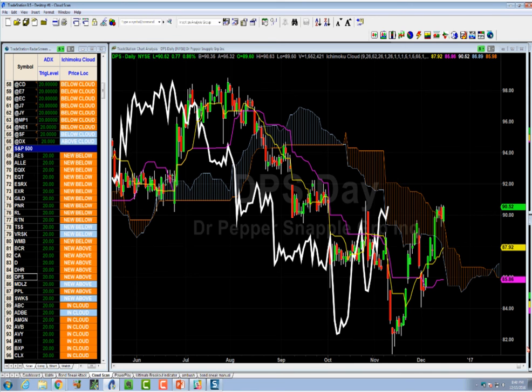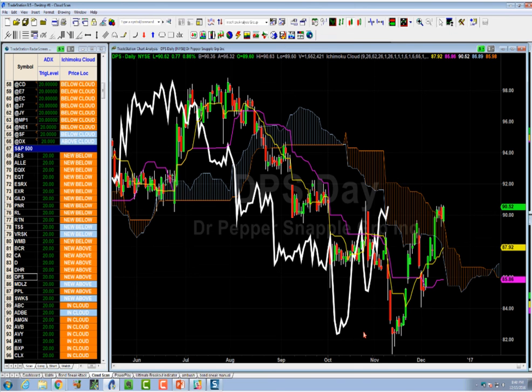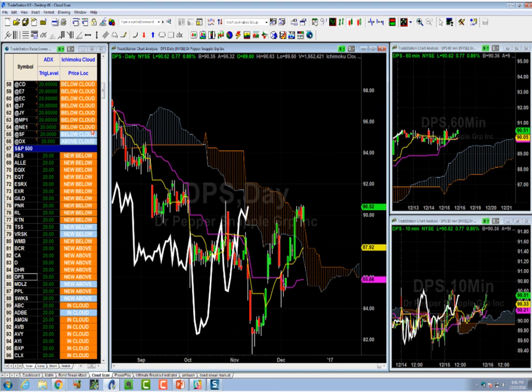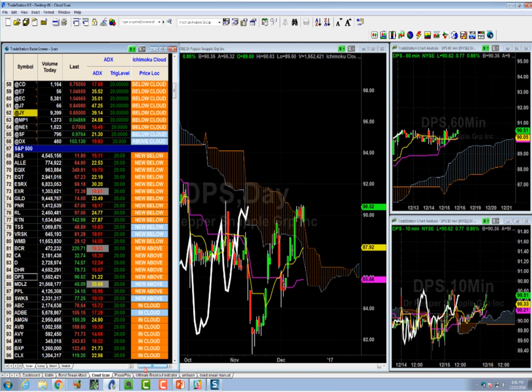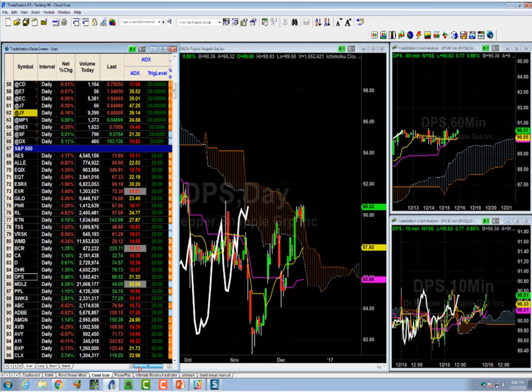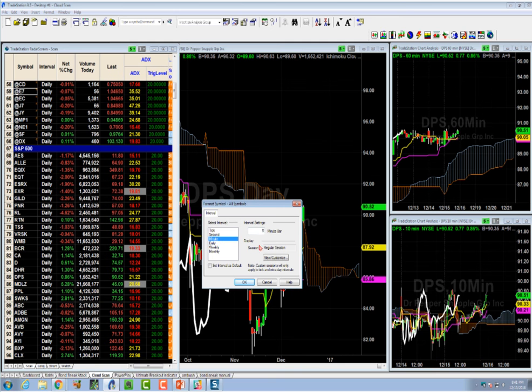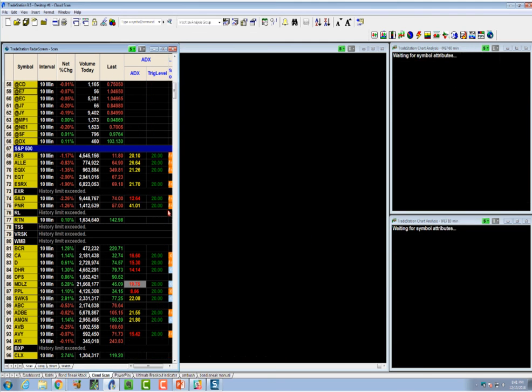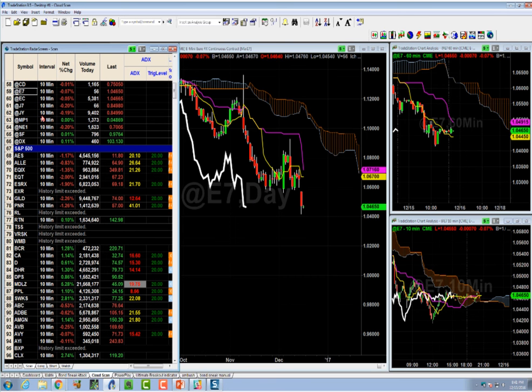Check this out. I can scan for either a daily scan, a 10-minute scan, or a 60-minute scan. All I have to do in my scanner is go, all right, Chief, what I'd like you to do here is right-click, format all symbols, and scan for a 10-minute new above or below the cloud. You understand how powerful that is?